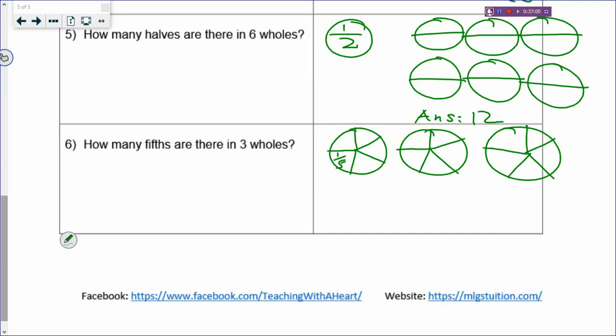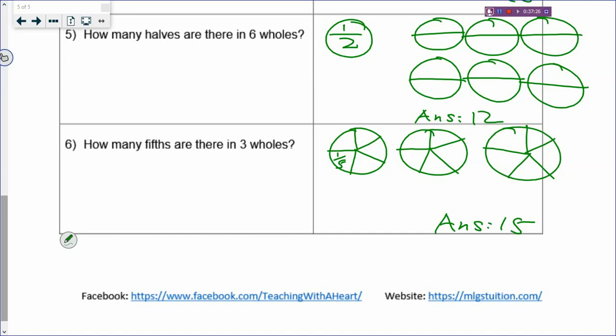So how many fifths are there? And you start counting the parts. So there are 5 times 3 wholes. 5 times 3. So there'll be 15, right? 15 fifths. All right? So that's how you find how many fifths there are. So if you don't know how to do it, there's a method called drawing a diagram. So you just draw circles and then cut the circles into fifths. And then you can see how many fifths there are.